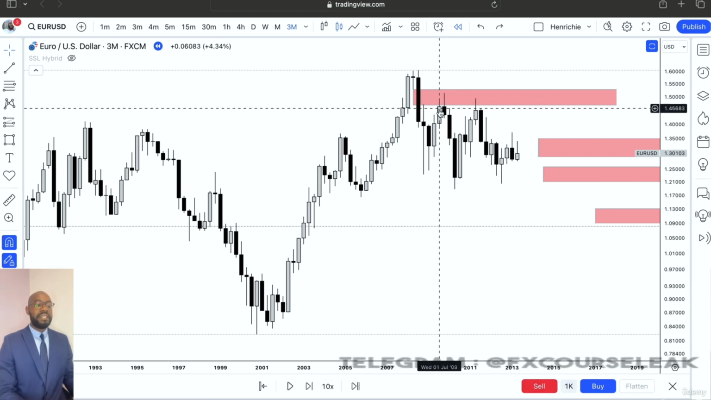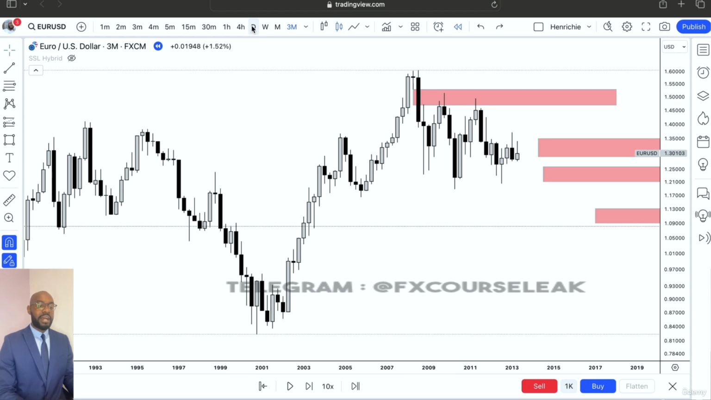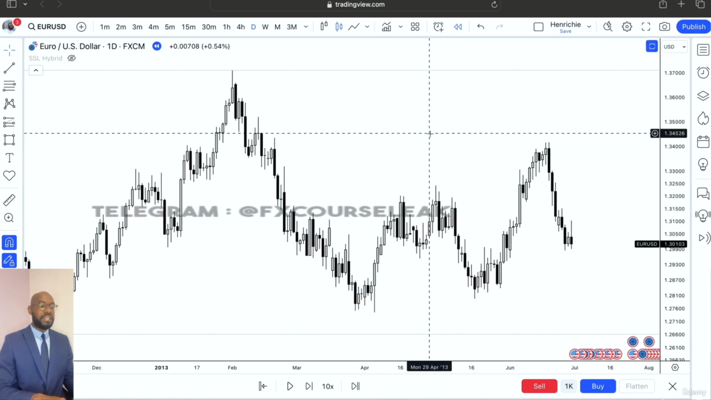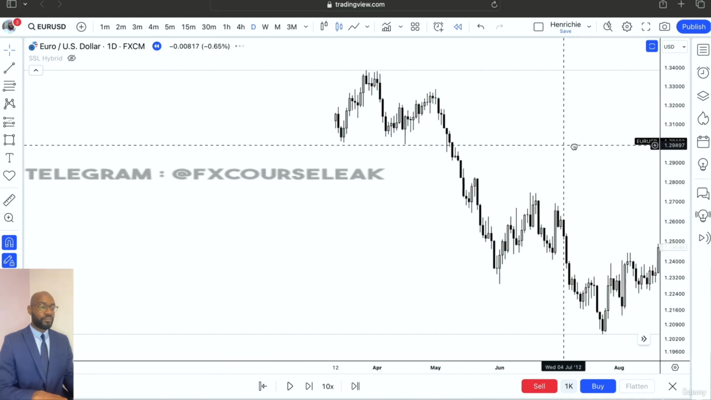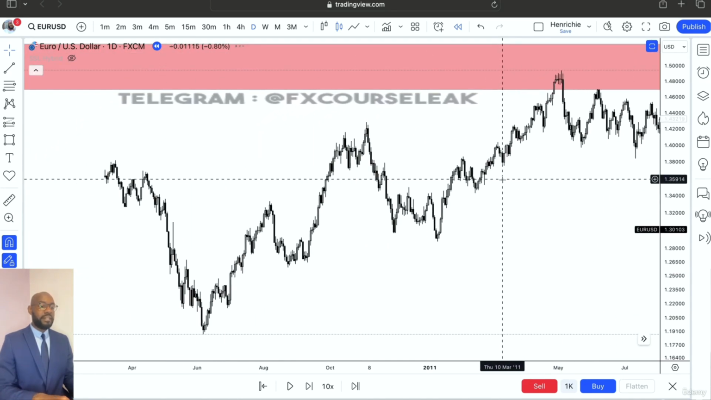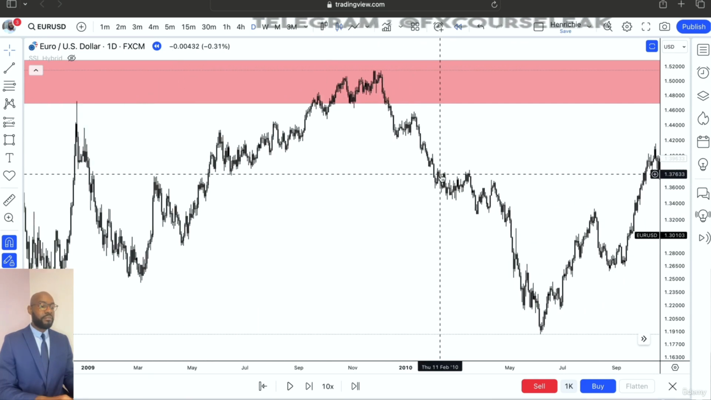to go to the daily time frame and look for a daily break of structure right here. Now, I'm going to show you what I mean by that. If we go to the daily time frame, now we're on the daily time frame, right? Now, what we now do is we're trying to scale to the current price action.